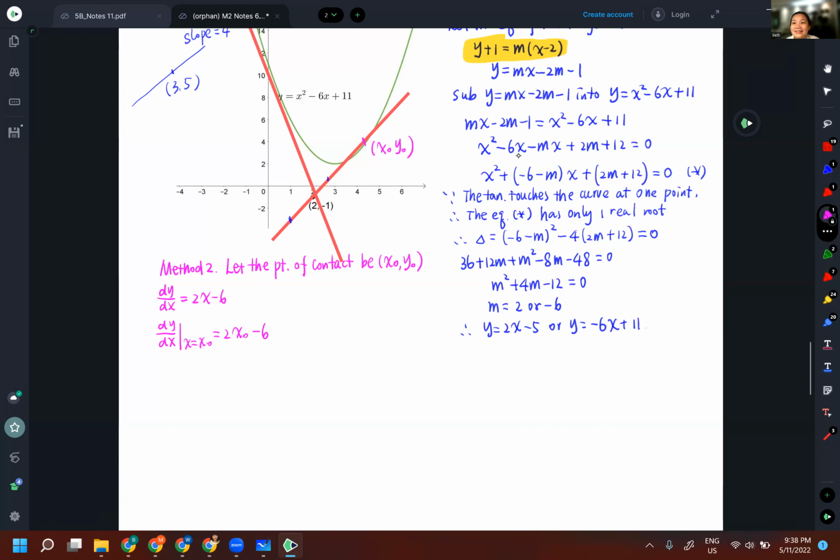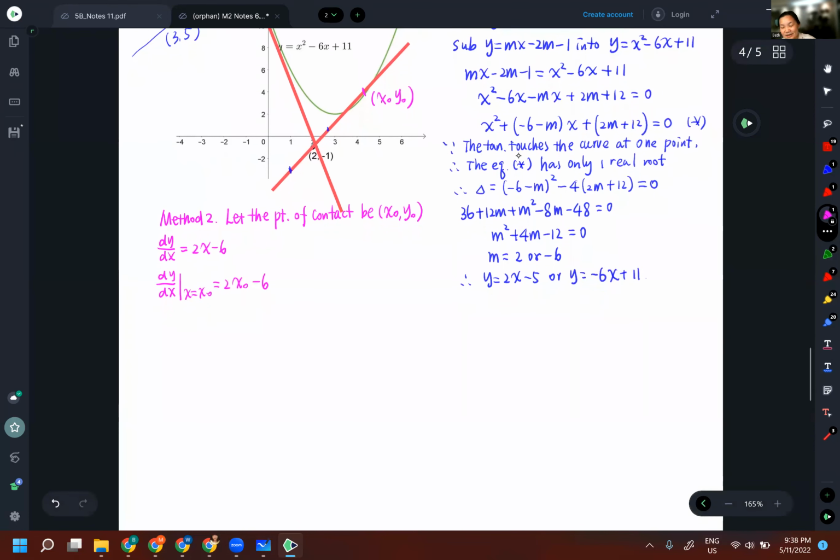So I have to find a way to set up equations for the point of contact. Now, how do I set up the equation? The first equation is the most obvious, but somehow is usually missed by students. The equation is that (x0, y0) satisfies the original curve.